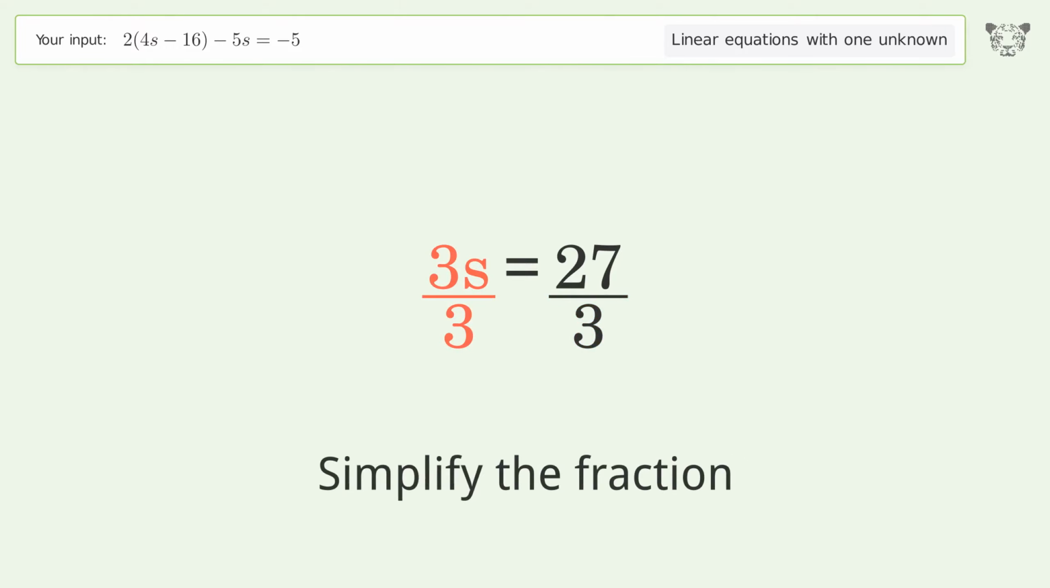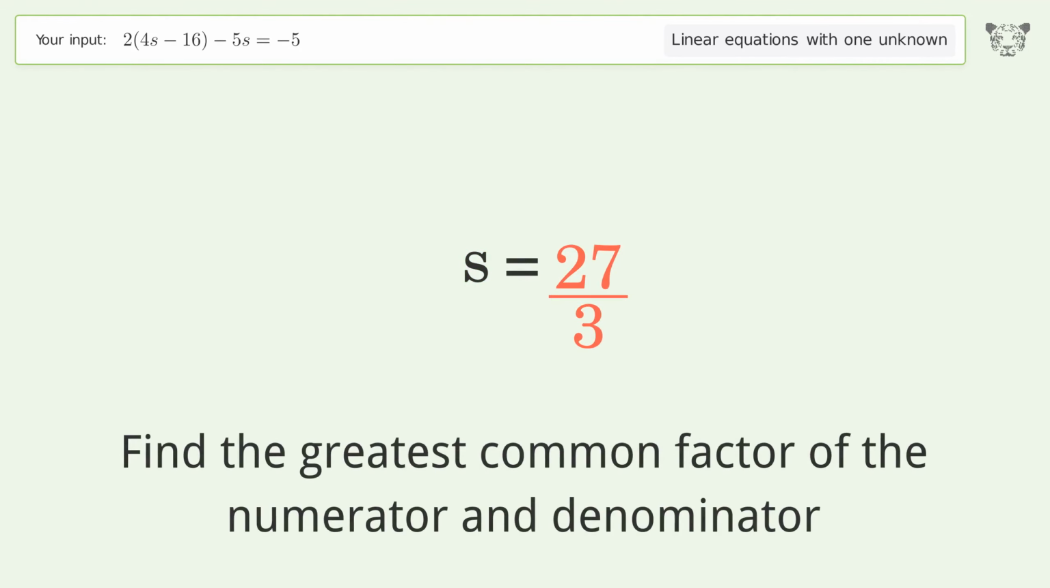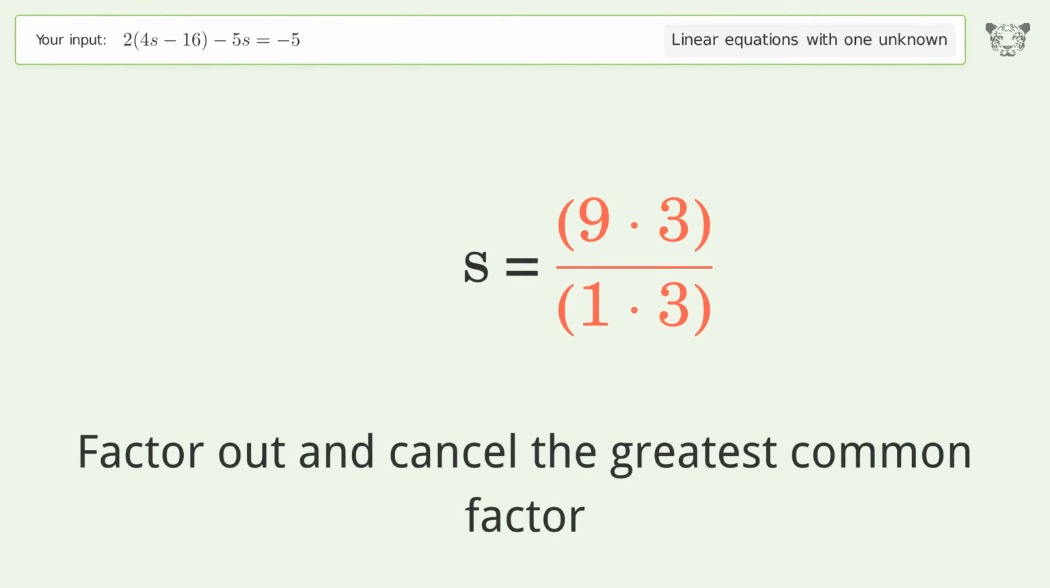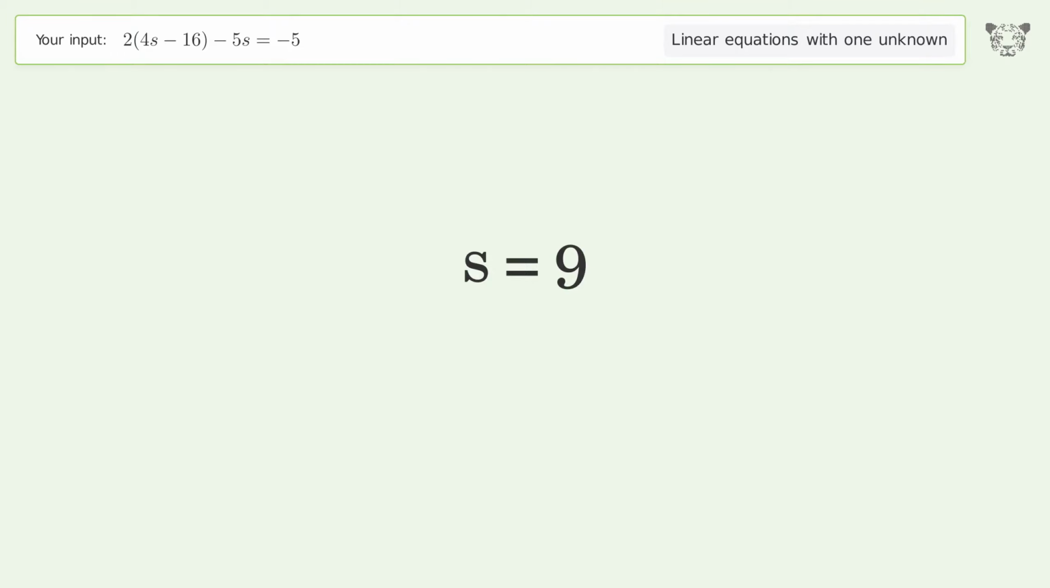Simplify the fraction. Find the greatest common factor of the numerator and denominator. Factor out and cancel the greatest common factor. And so the final result is s equals 9.